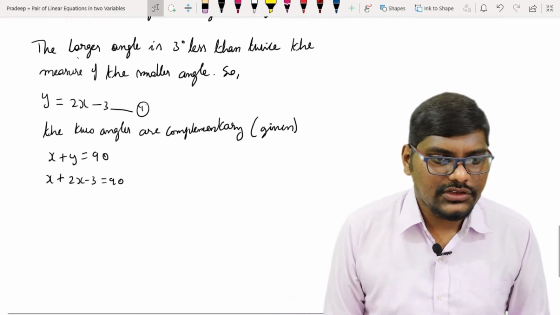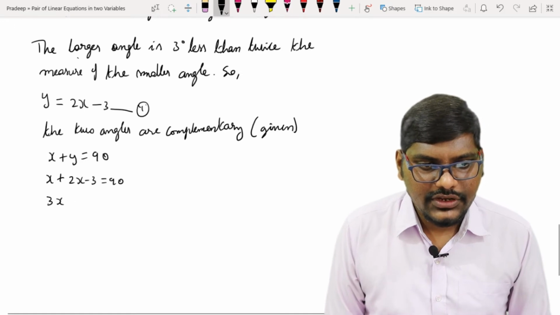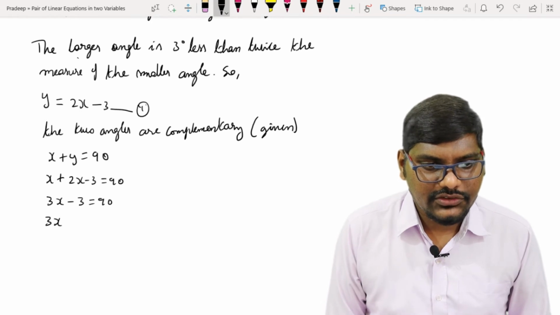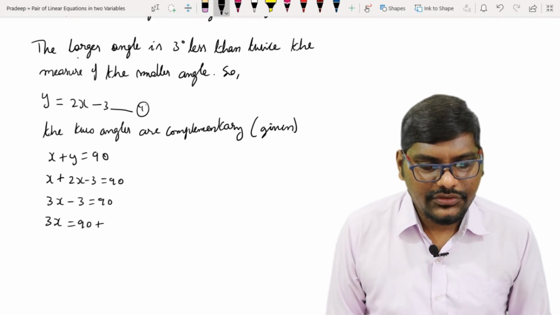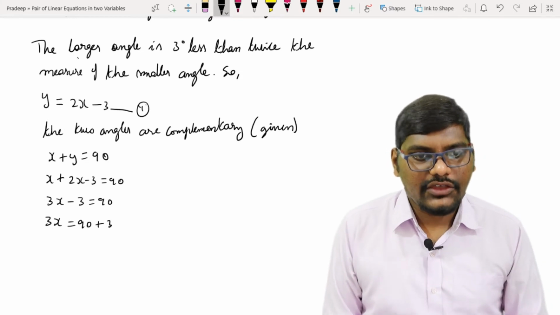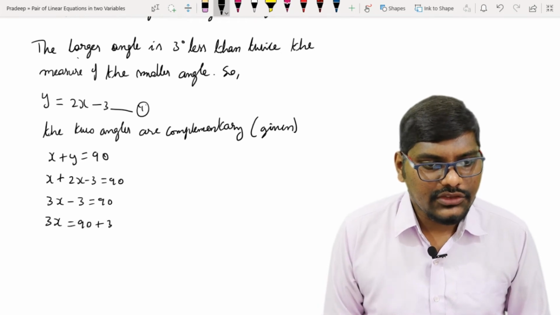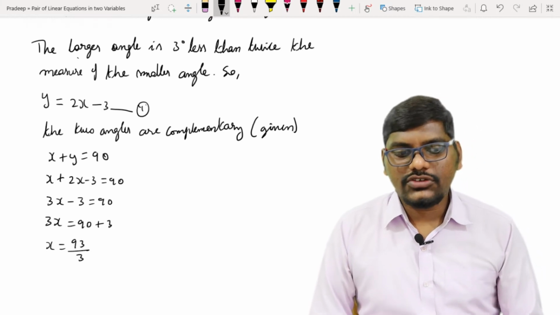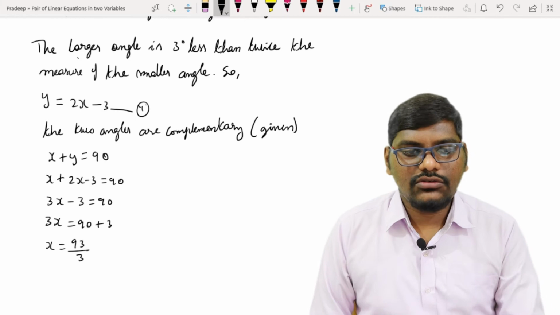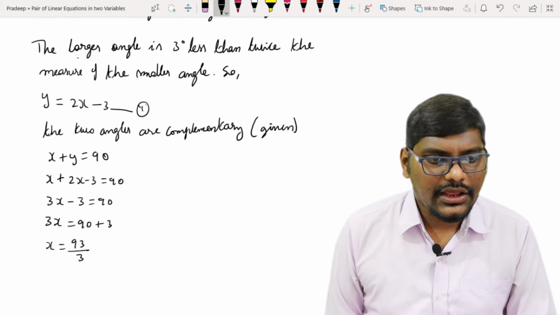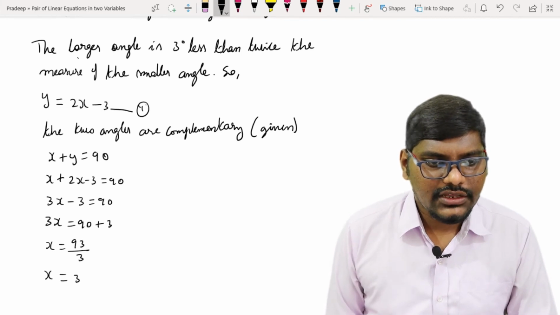So now we'll further solve this. x plus 2x, we will get 3x minus 3 equal to 90. If I send this 3 to the other side, this will be 3x equal to 90 plus 3. As this is minus 3, when it comes to this side it becomes 90 plus 3. So x equal to 93 by 3. Okay, so now this is very clear. I can write x equal to, 3 3s are 9, 3 1s are 3. So we got the x value as 31.